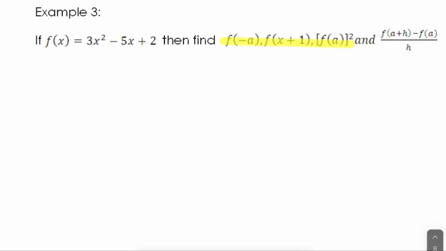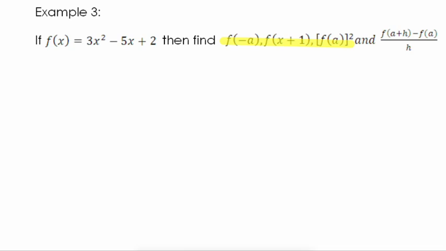So let's look at some examples. We're going to do these 3 on this page, and then we'll do this one on the next page because there's not enough room. So let's do these 3 first, and then we'll go to the next page and do that one.